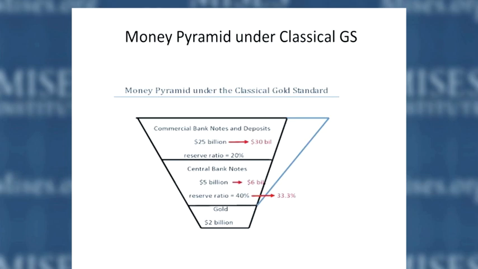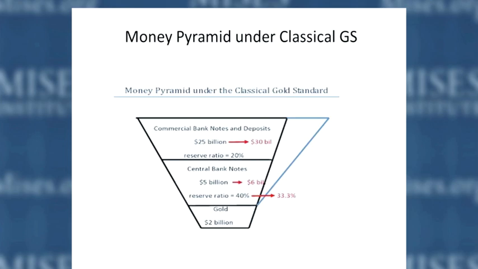Those notes would then become the reserves for the commercial banks, which also were able to issue their own notes and deposits. So let's say their reserve ratio was 20%. So if there were $5 billion of notes from the central bank that they were holding as reserves, they could then issue 5 times as many notes and deposits. So let's say the total money supply was $25 billion. Okay. And let's say that the central bank suddenly started to inflate the money supply. Let's say they increased their note issue by $1 billion. They went from $5 billion to $6 billion.